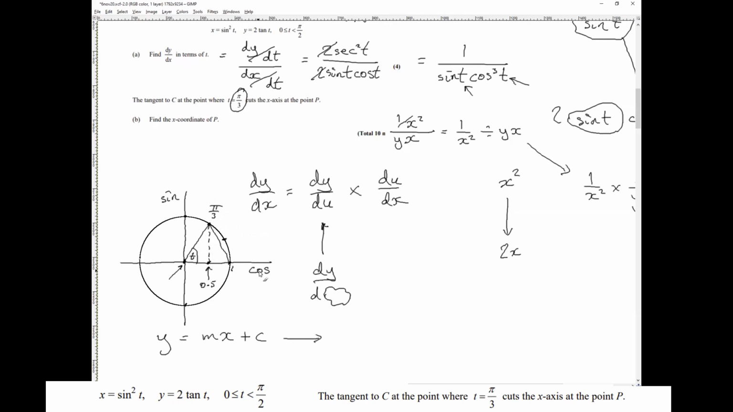So the cos coordinate is a half. So we know the base of the right-angled triangle is what? The right-angled triangle I'm pointing to.